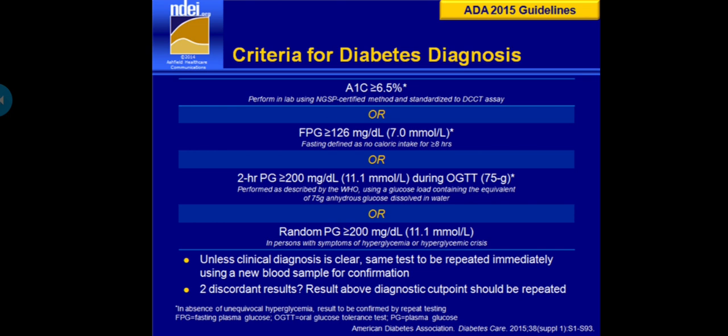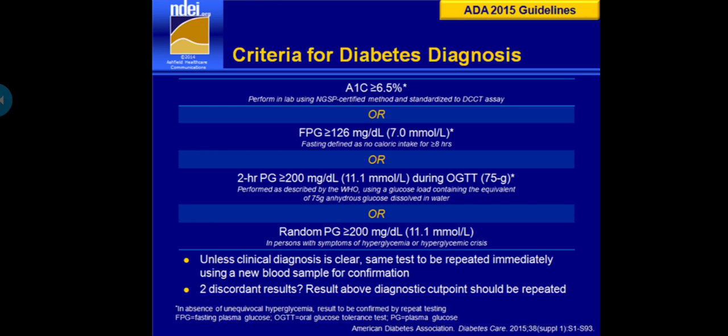Unless the clinical diagnosis is clear, the same test is to be repeated immediately using a new blood sample for confirmation. And if there are two discordant results, suppose fasting is 110 and postprandial glucose is 220, then the diagnostic cut point result should be repeated. Even if fasting is 110, if PP is 220, then it is diabetes mellitus.